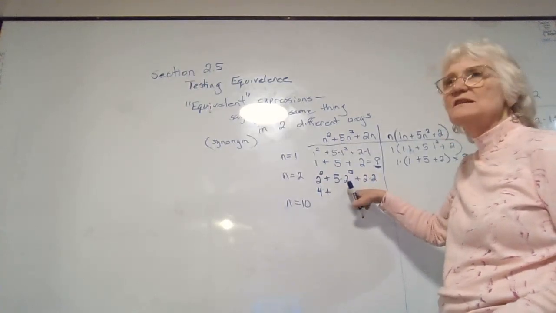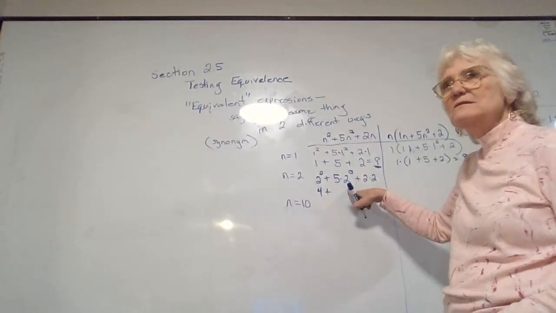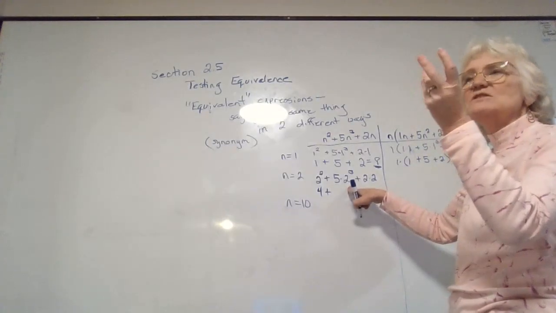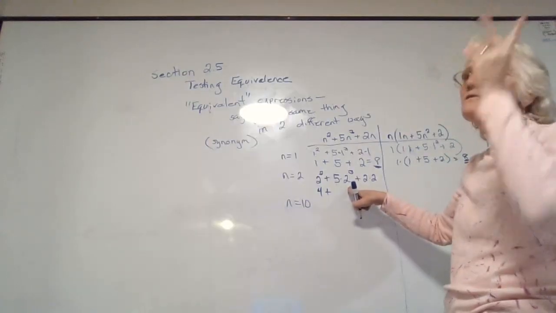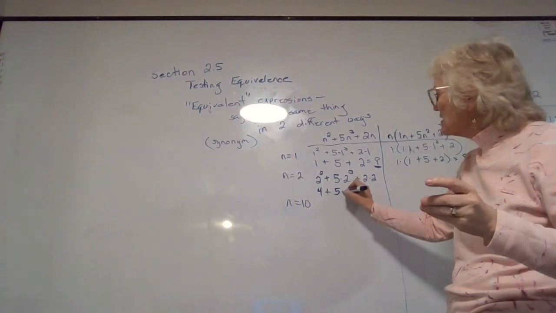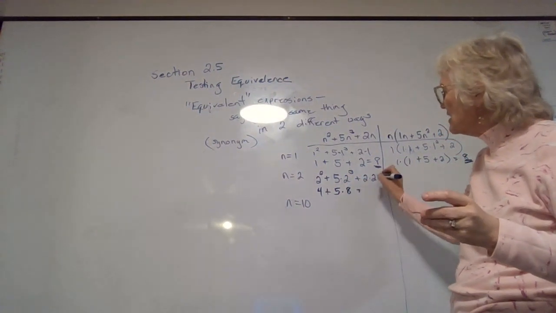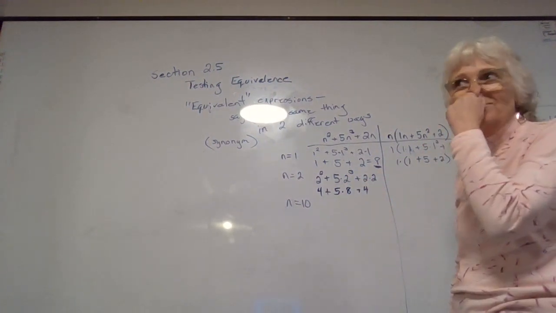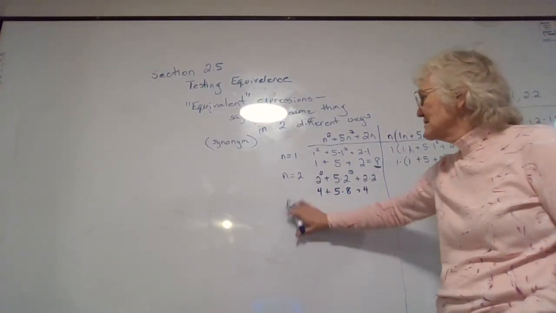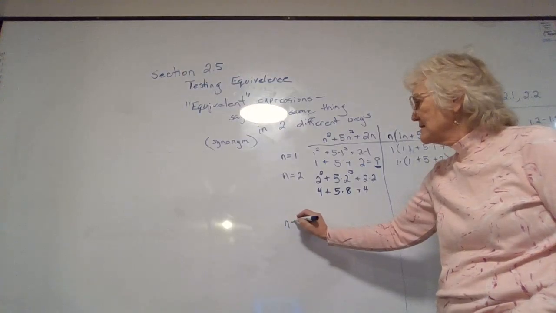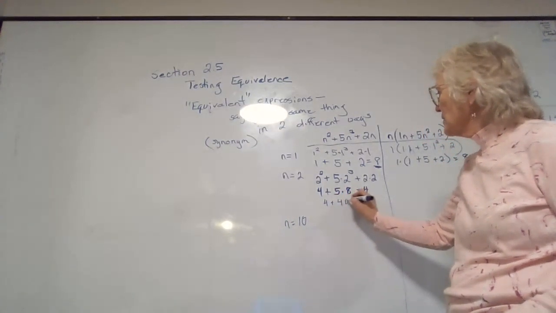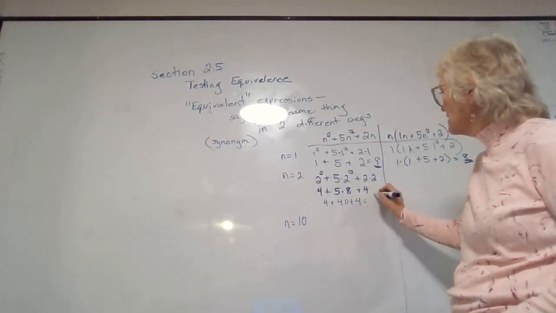2 cubed. What does that mean? 2 times 2 times 2. That's right. 2 times 2 times 2. So 2 times 2 is 4. 4 times 2 is 8. So this is 5 times 8 plus 2 times 2, which is 4. Okay. What is 5 times 8? It's 40. It's not 45. 4 plus 40 plus 4 equals what?